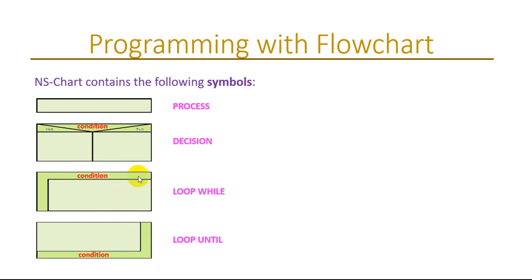So either way, both of them we can call a loop. So basically we have only these three symbols. One is process, one is decision, the other is loop. Two different types of loops.